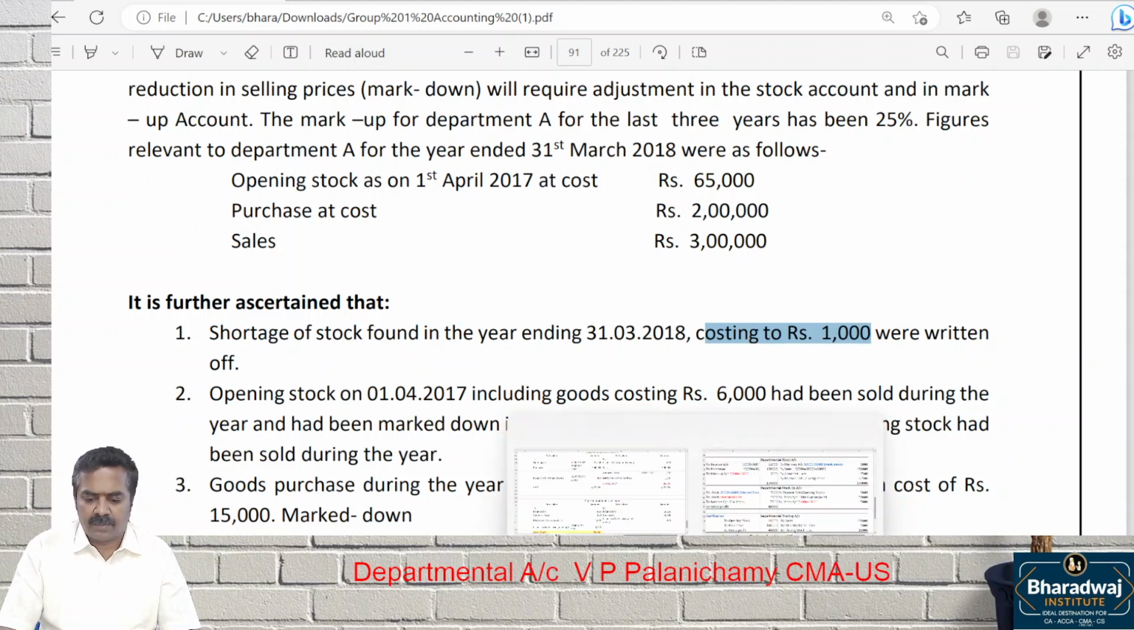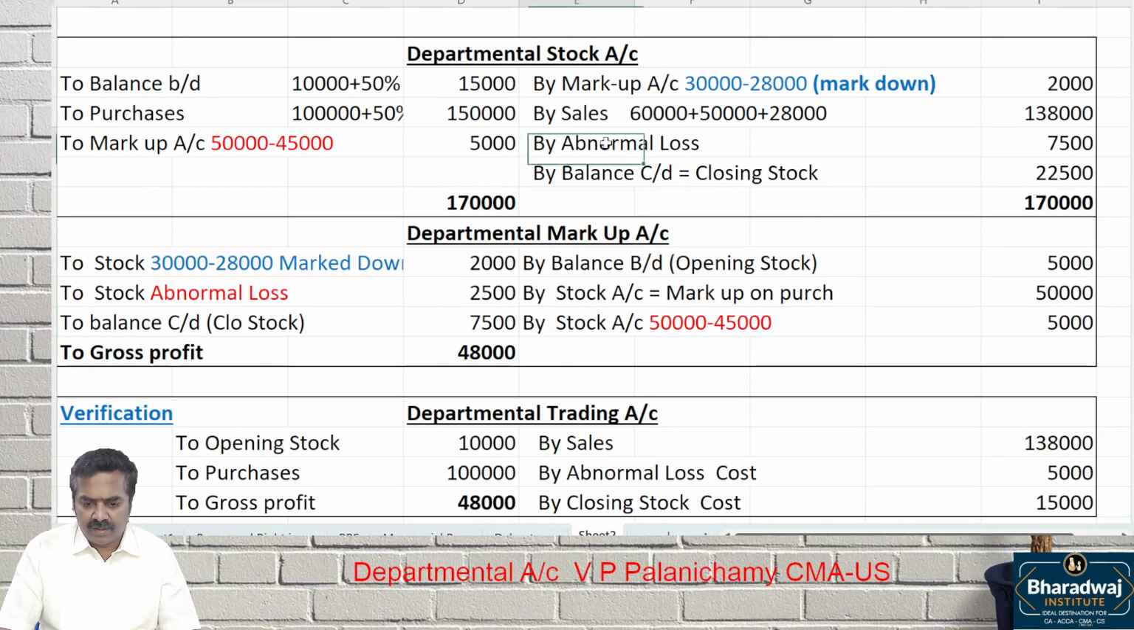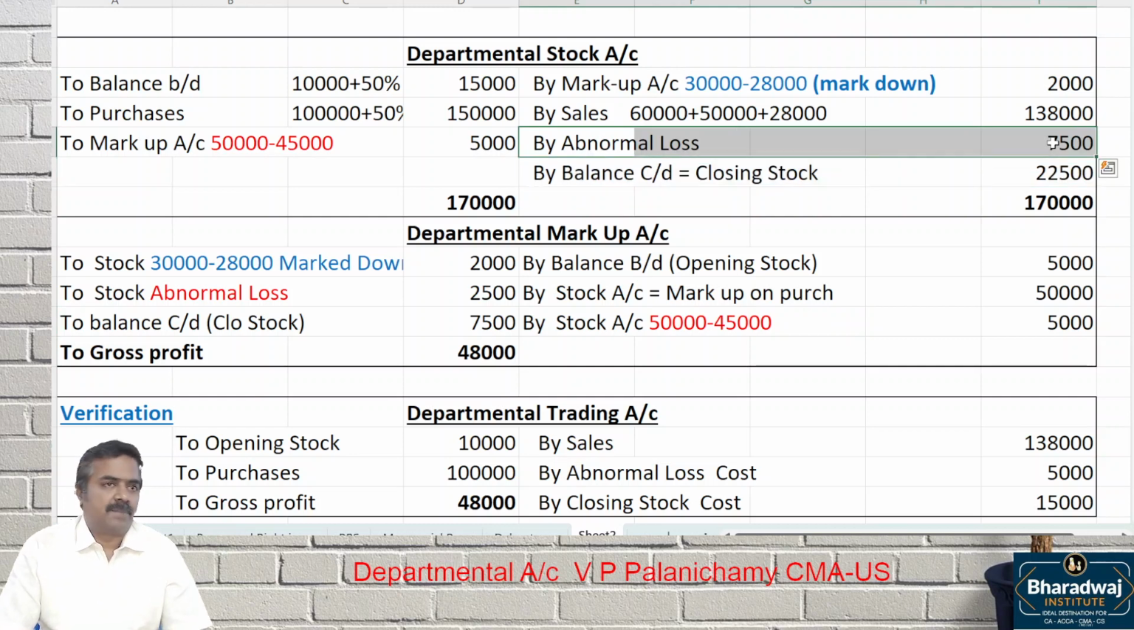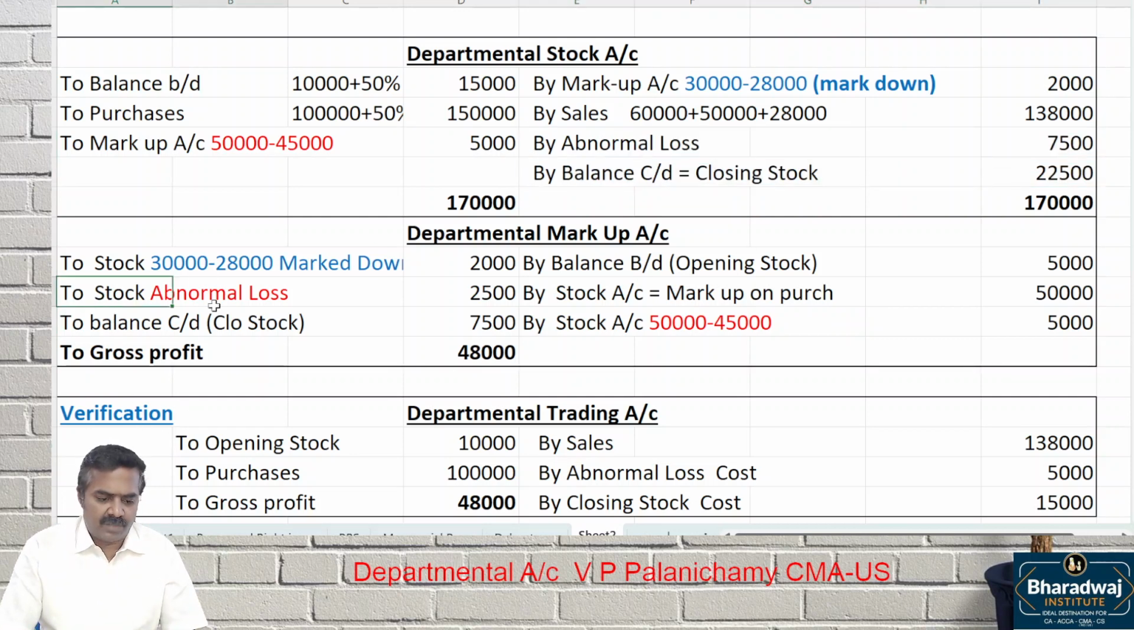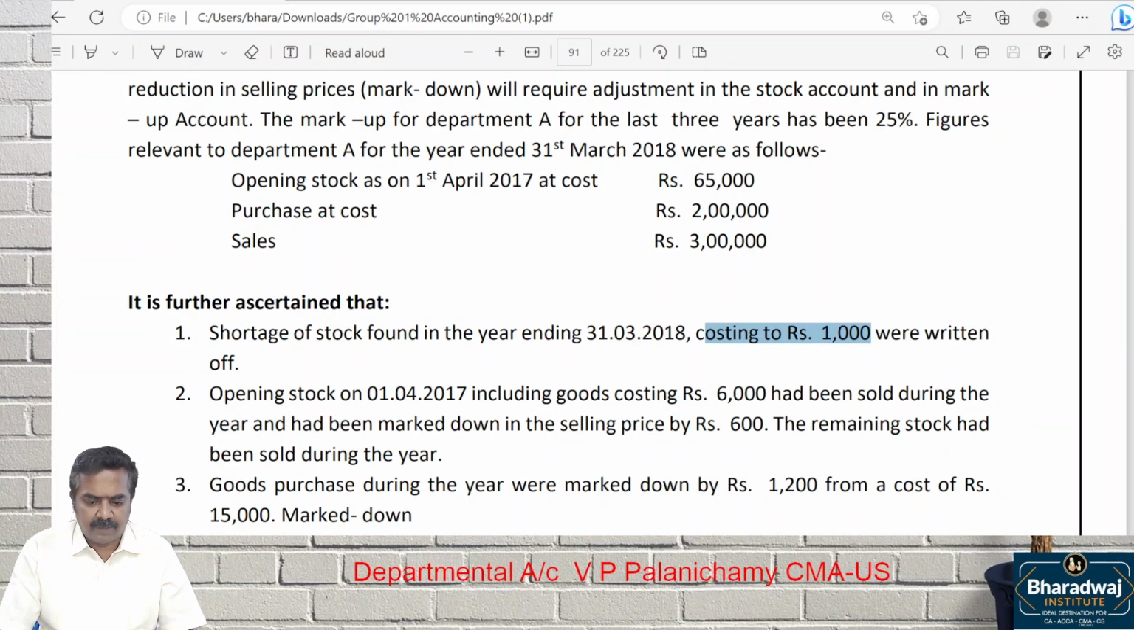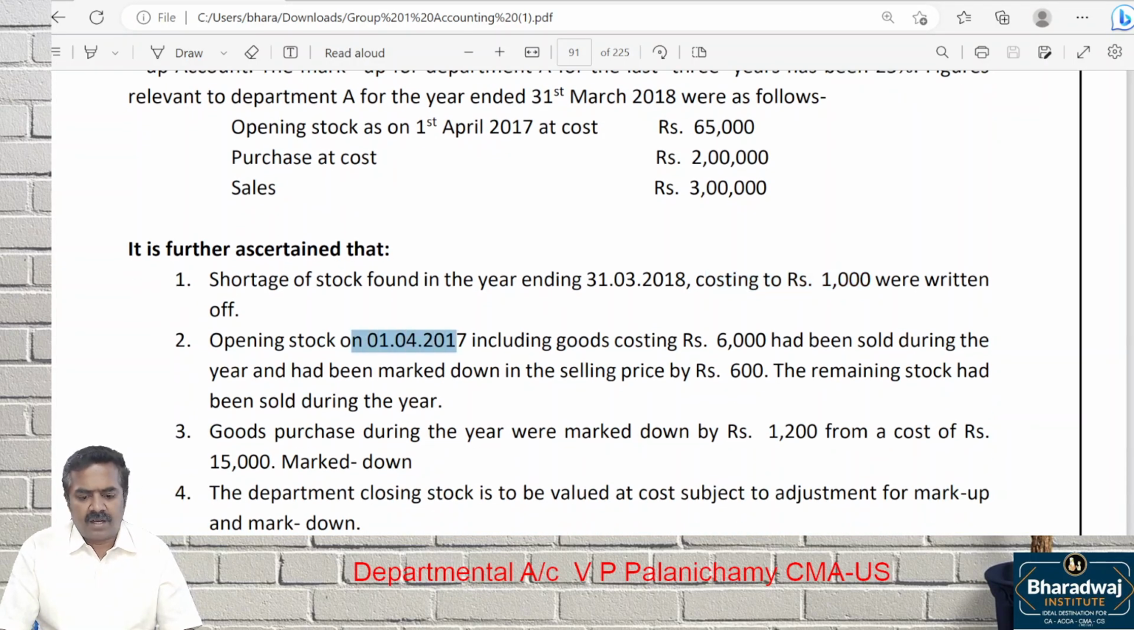1000. How will you record the abnormal loss? By abnormal loss, cost plus 25%. Whatever is that profit element will be removed in which account? 250. Then opening stock includes goods costing 6,000 has been sold during the year.